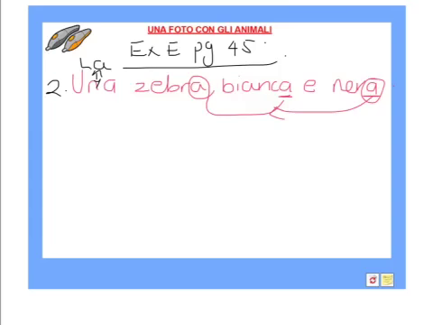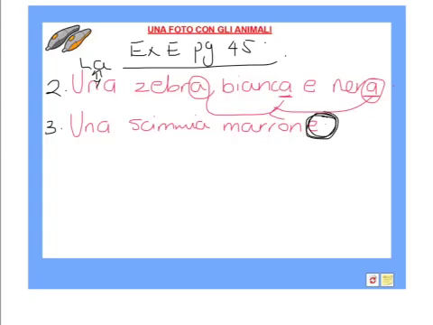Number 3 was the monkey. So una scimmia, probably just brown, marrone. Now, just a reminder also that this adjective ends in an E, so you can't make that end in an A or an O. If it's just an E, it must remain as E, for both masculine and feminine.